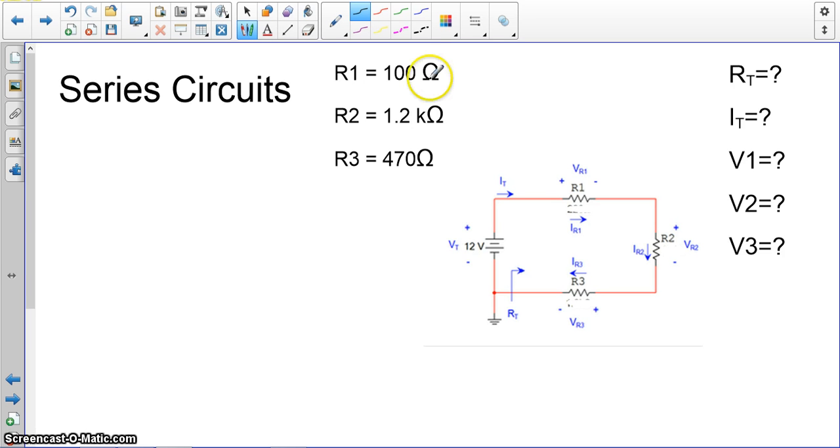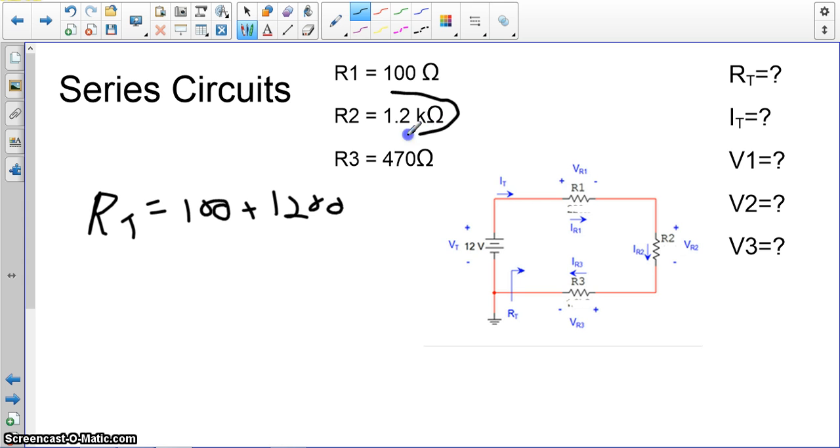So to find RT in a series circuit, you just take the 3 and you add them up. So it's 100 plus 1200. Wait, where did I get 1200? Well, right here. That's 1.2 kilo ohms. You don't do 100 plus 1.2 plus 470. It's got to be in ohms.